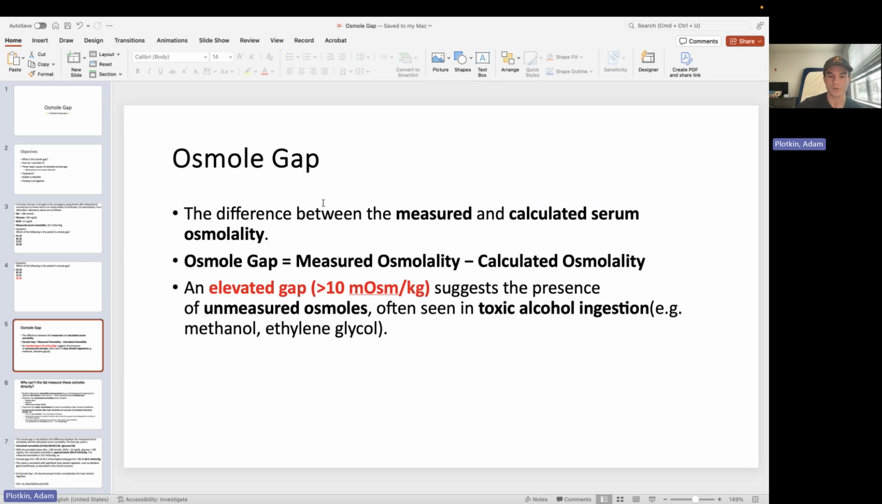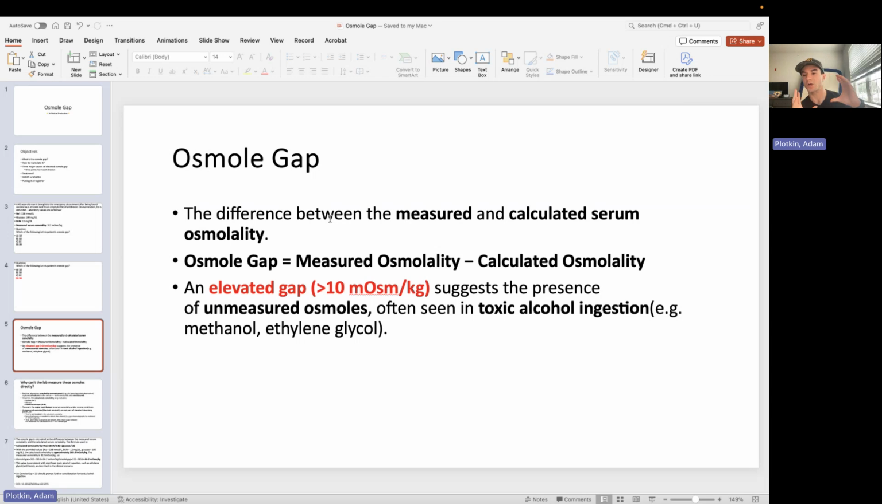So let's talk about what the osmole gap is so we can further understand our reasoning for this question. The osmole gap is the difference between the measured and calculated serum osmolality. If you haven't watched my hyponatremia lecture, go watch it, because I talk all about the difference between osmolality and tonicity. That's not the point of today's lecture. But remember, we can calculate the serum osmolality using the formula: 2 times sodium, plus glucose divided by 18, plus BUN divided by 2.8. And if they give me the patient's serum ethanol, we take ethanol divided by 4.6 and add that on. Classically, you're not going to get that ethanol, okay?